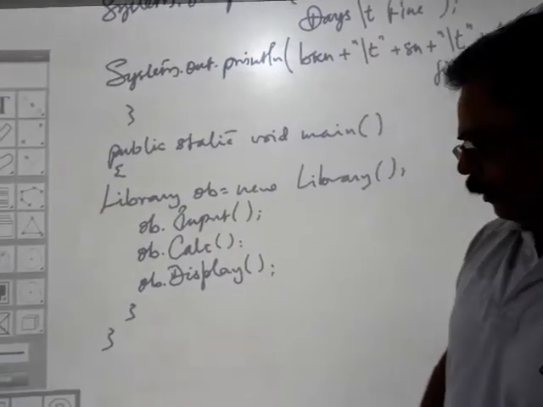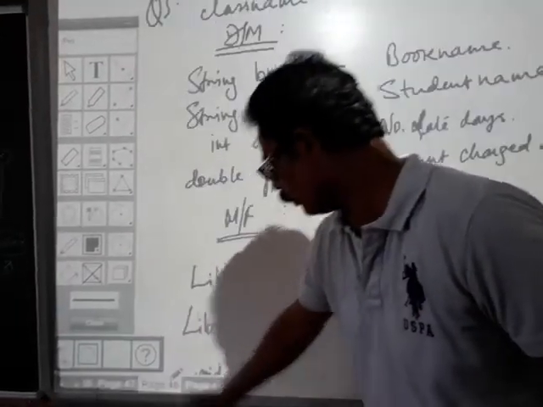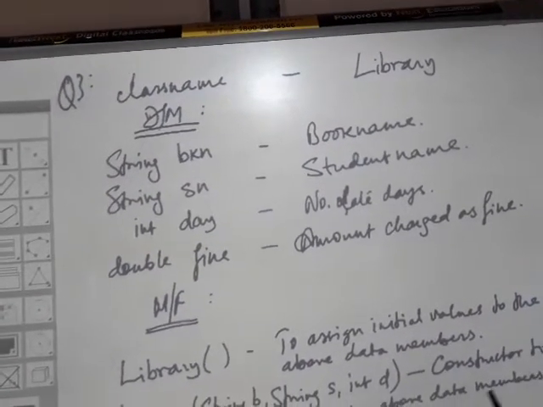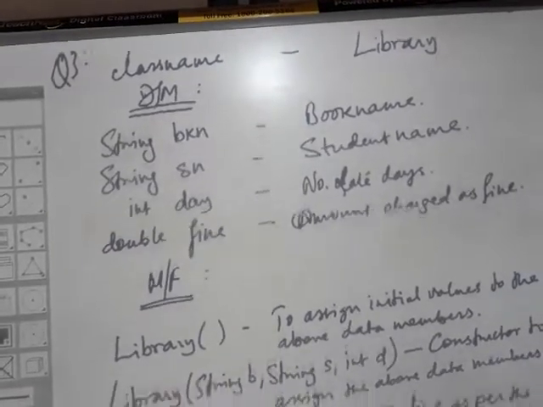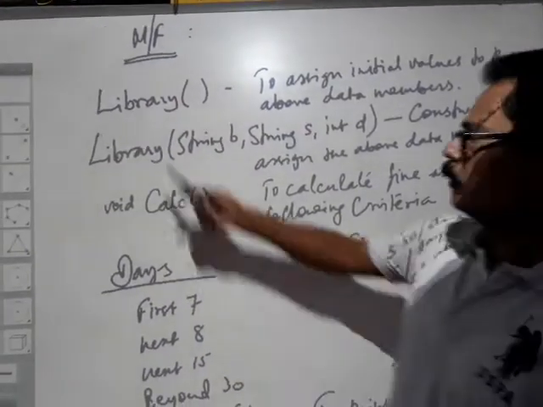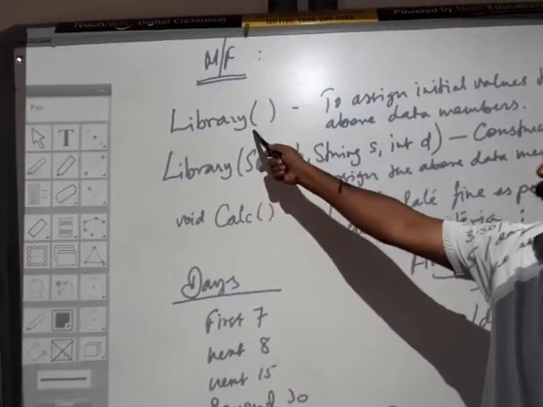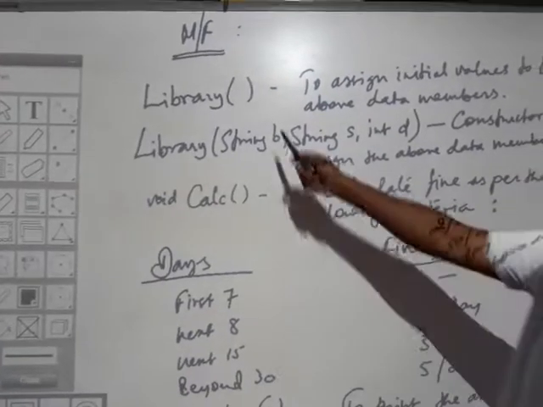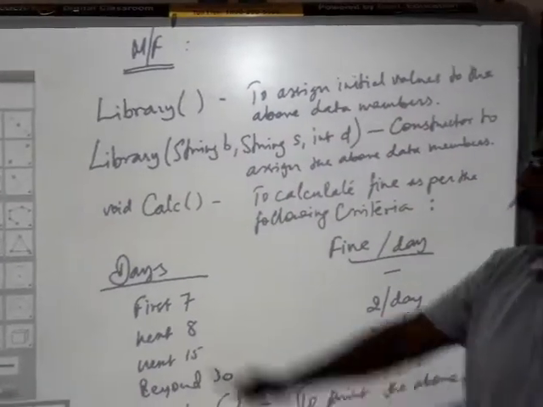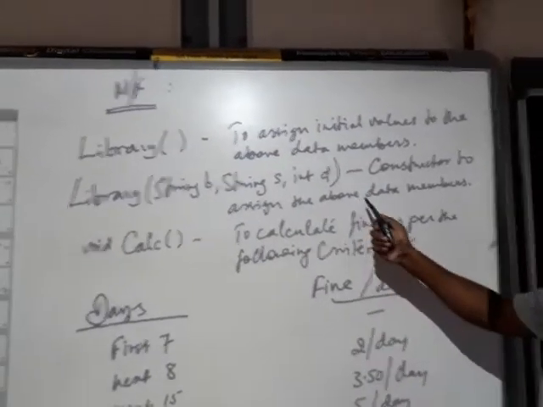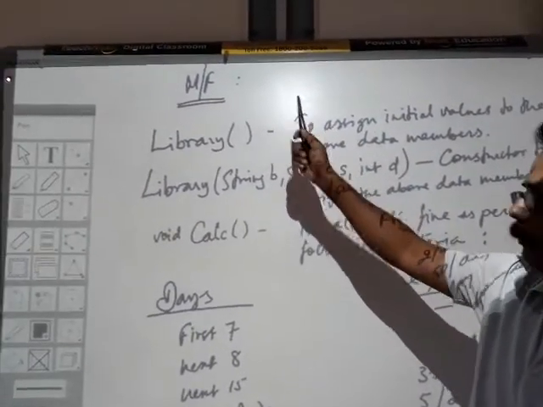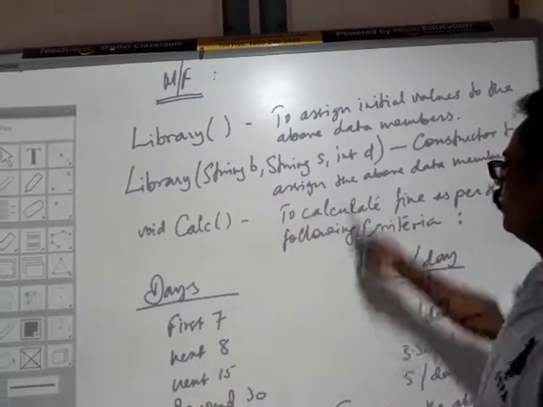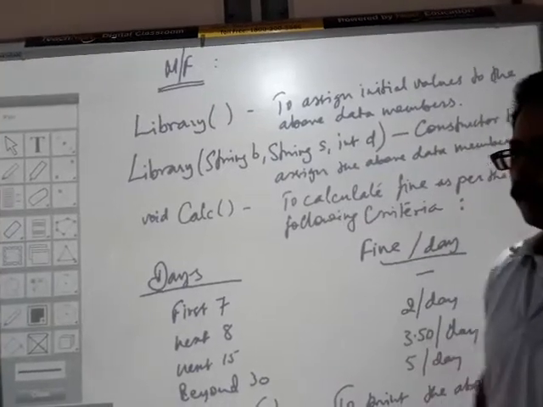Then we have the third one. Let's see the third question. Question number 3, where we have the same class name, everything is the same. The only difference is that here we have a combination of two: the library is a non-parameterized constructor, and here you have a parameterized constructor. The non-parameterized constructor assigns initial values, and here we have a constructor to assign the above global data members using string B for book name, string S for student name, and int D for the number of days.